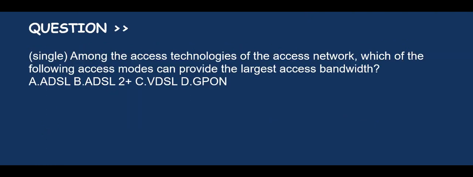Our next question is, among the access technologies of the access network, which of the following access models can provide the largest access bandwidth? The options are: option A, ADSL. Option B, ADSL 2+. Option C, VDSL. Option D, GPON. This is the test question. All you need to do is to answer it in the comment.